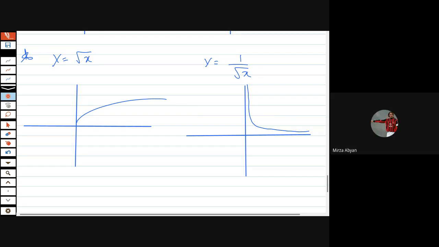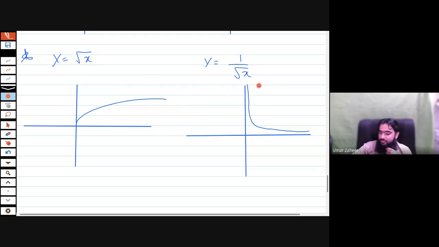Sir, if we draw the graph not in the first quadrant, but in the third one? Sorry? No, you have to draw it in the first quadrant. It is not in the second quadrant. You want to make sure of your values.